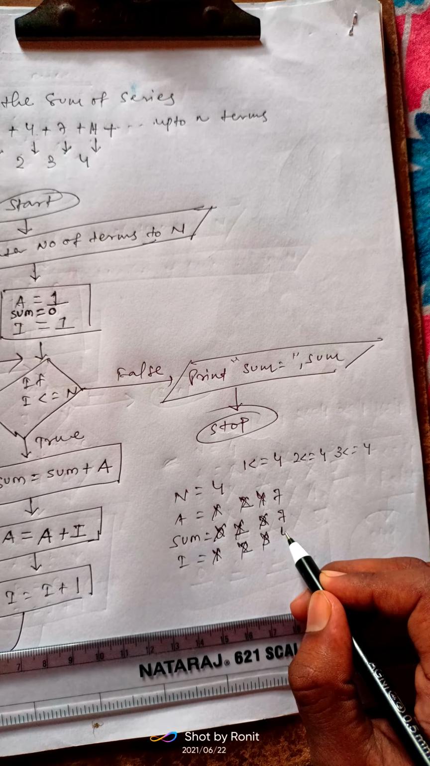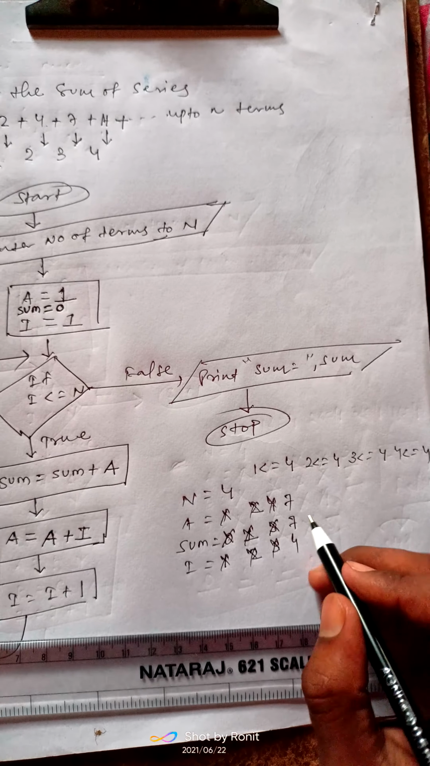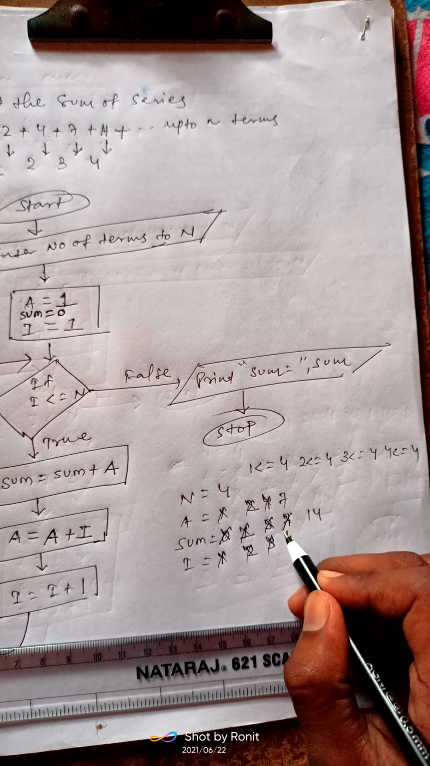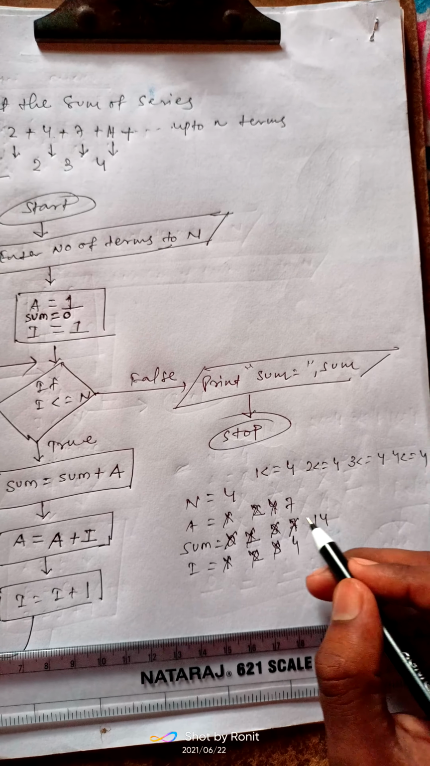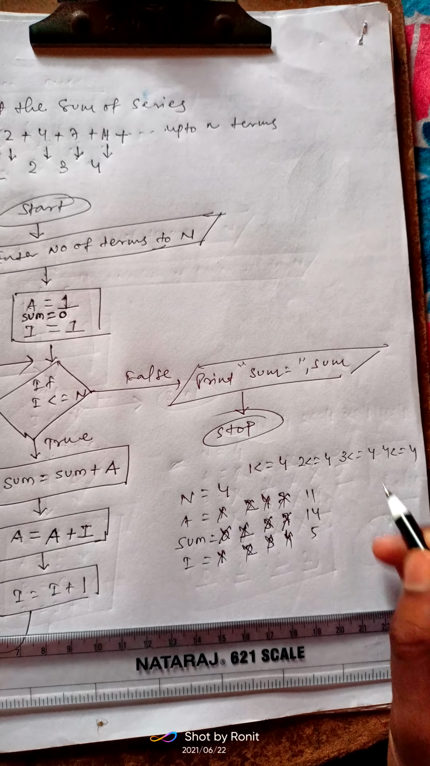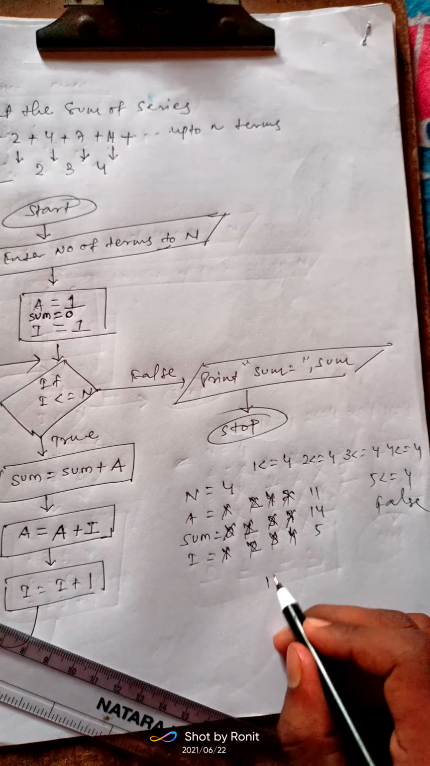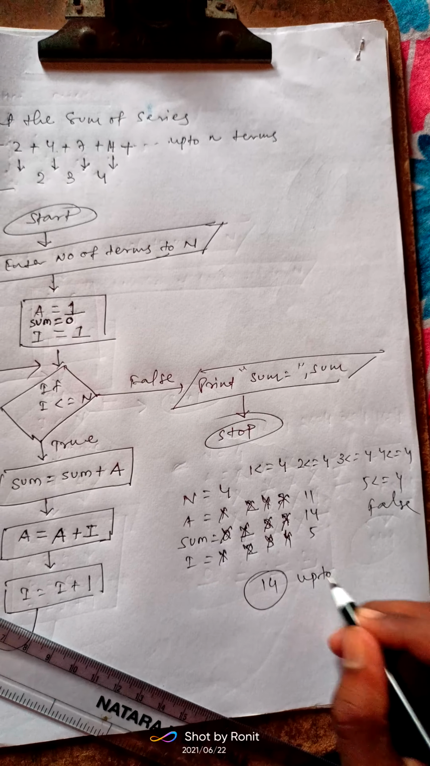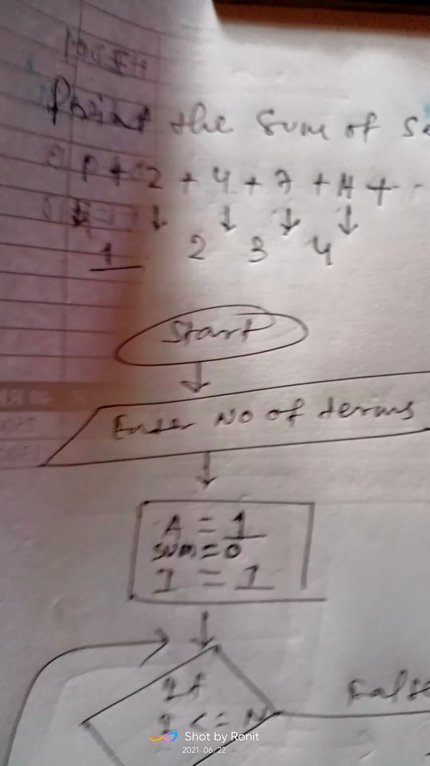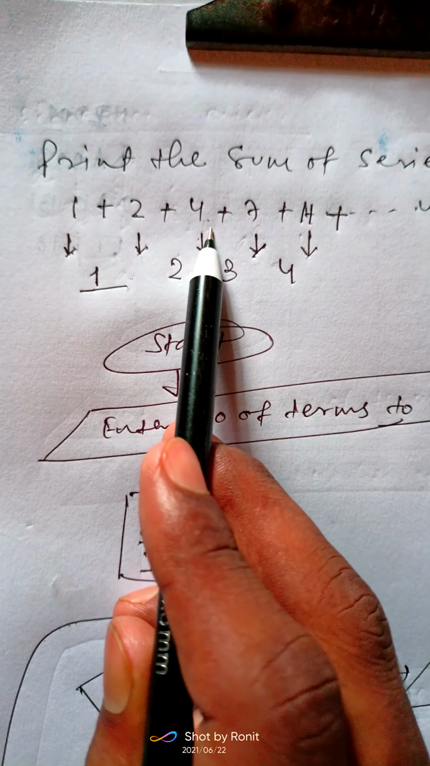I will be 4. Now 4 less than or equal to 4, that is also true. So sum will be sum plus a, that is 7 plus 7, that is 14. Now a will be a plus I, that is 11, and I will be 5. Now 5 less than or equal to 4 is false. So our sum is 14 up to n terms. In this given flowchart, our four terms are 1, 2, 4, 7. Add these four terms, and the answer will be 14.